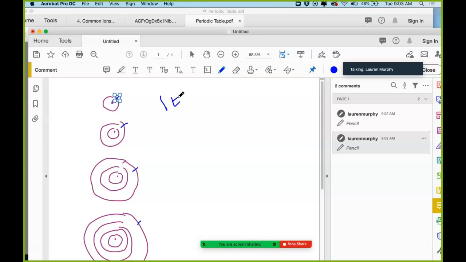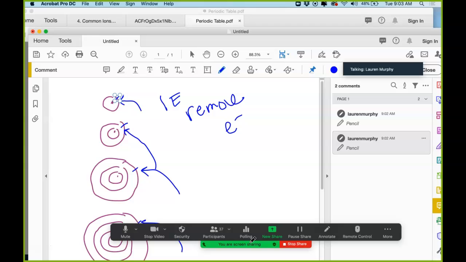So, right, ionization energy means we have to remove an electron. For this one, we'd be removing that electron. For this one, we'd be removing that electron. For this one, we'd be removing that electron. Who is the easiest to remove the electron off of, and why?